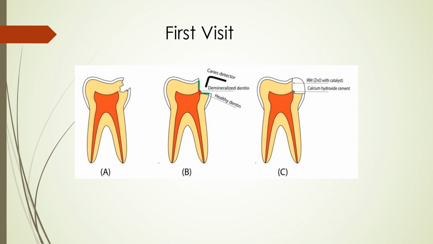And the remaining dentine layers to be covered with hard setting calcium hydroxide dressing, followed by zinc oxide eugenol cement placement. And this restoration should not be disturbed for a period of about 6 to 8 weeks.